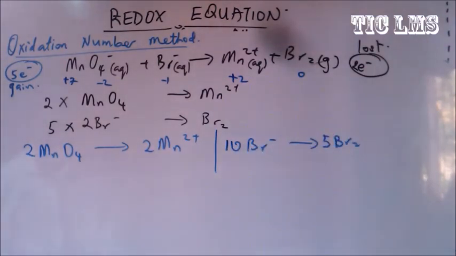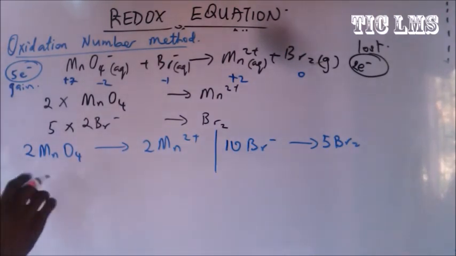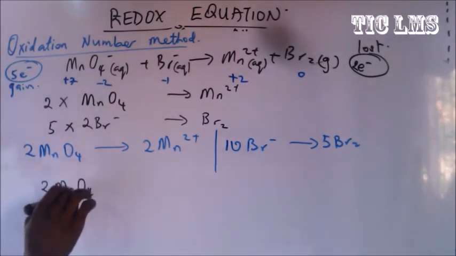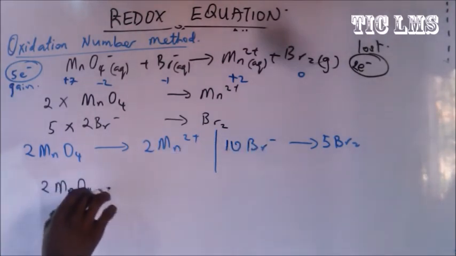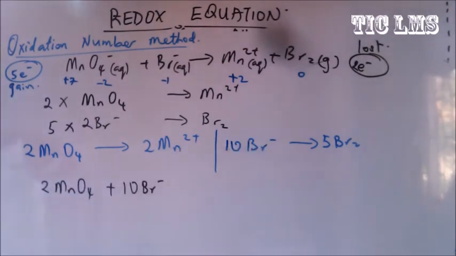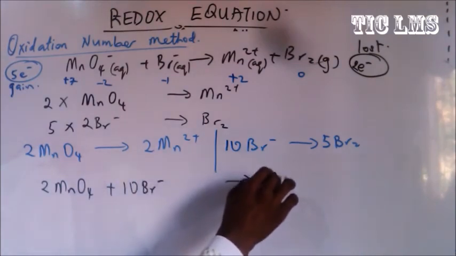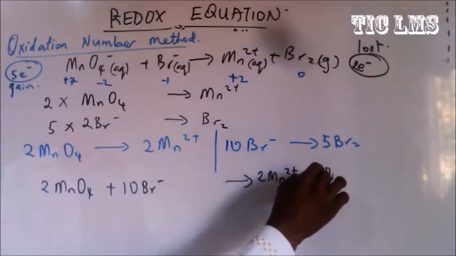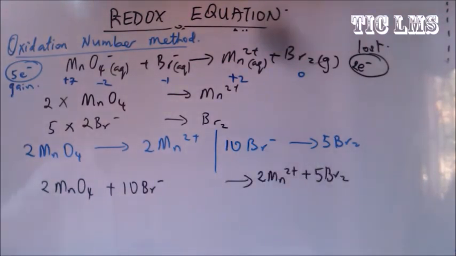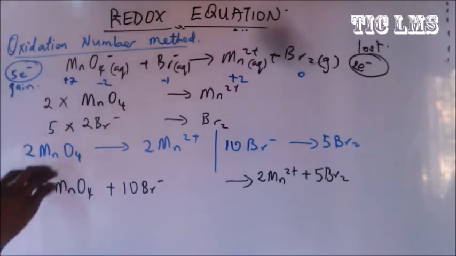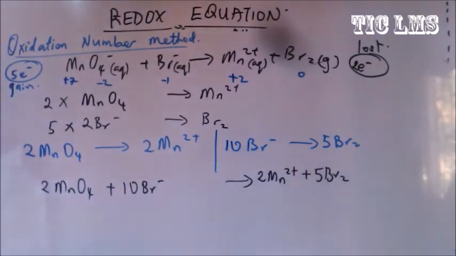Now the next thing is that we'll combine the 2 equations. When we combine it, we have 2 MnO4⁻ on the reactant side, plus 10 Br⁻. Then on the product side we have 2 Mn²⁺ plus 5 Br2. Now we need to introduce our water and then hydrogen ion. To do that, we have 2 times 4, 8. That's 8 atoms of oxygen over here. But on this side, we do not have any oxygen. So we introduce oxygen here by bringing in water.